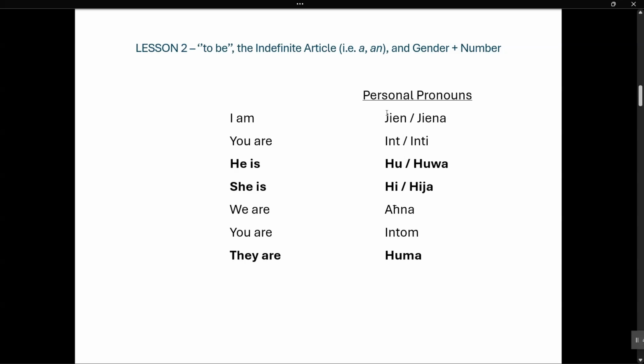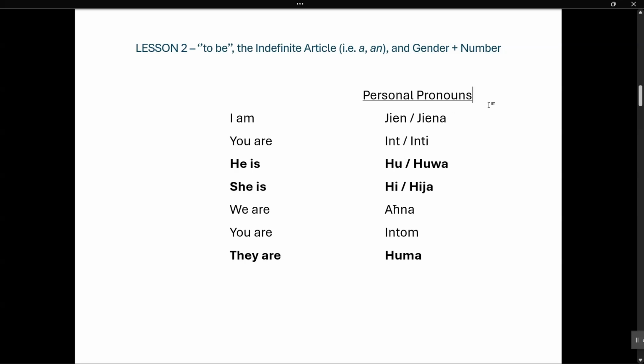Secondly, what is the difference between jien and jiena, int and inti, huwa and huwa, hija and hija? It's not gender, contrary to popular belief, but it is just a case of formality. The ones on the right, the longer ones, are ever so more formal than the ones on the left. So me as a man, I can still use jiena if I so wish.